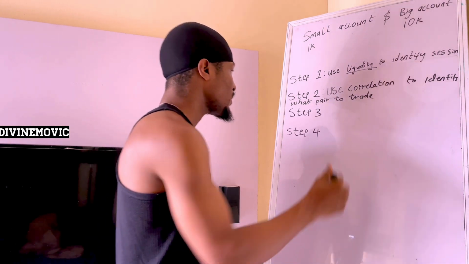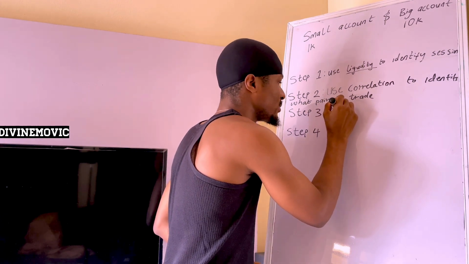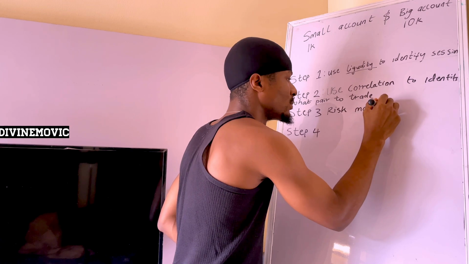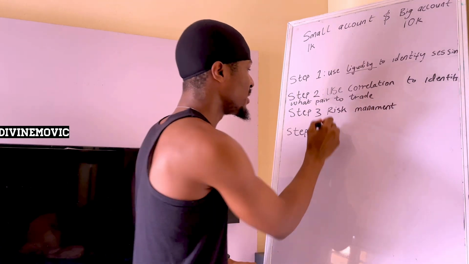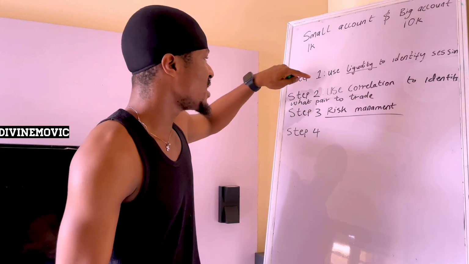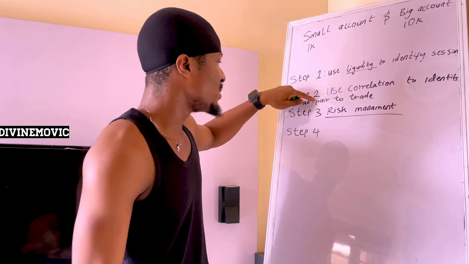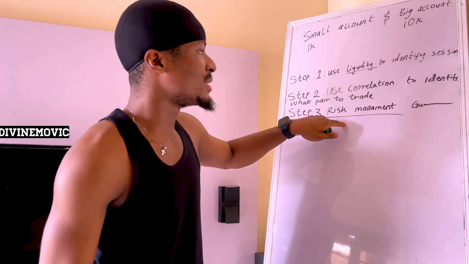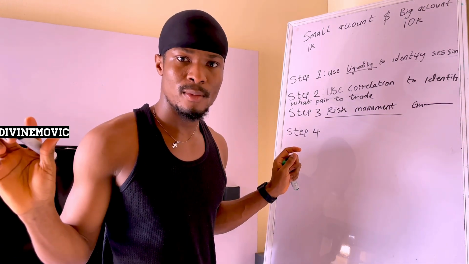Step 3 is simply risk management. Now, this is the main thing in this whole thing, because every other thing here is simply probability. This is probability, but this is what is guaranteed here: if you apply this particular risk management, you are safe.